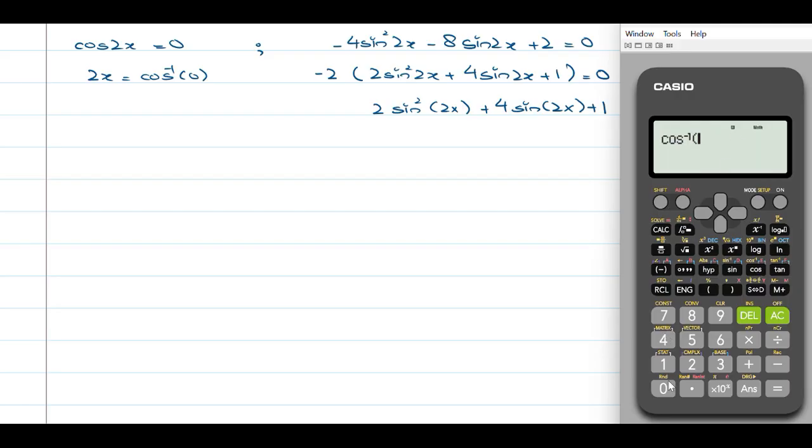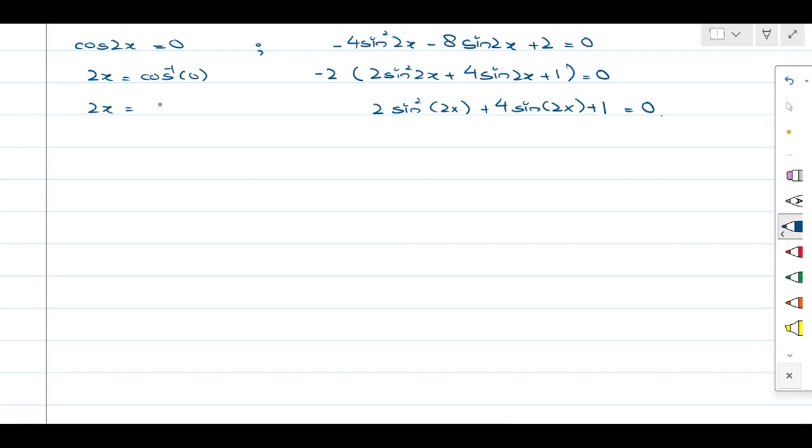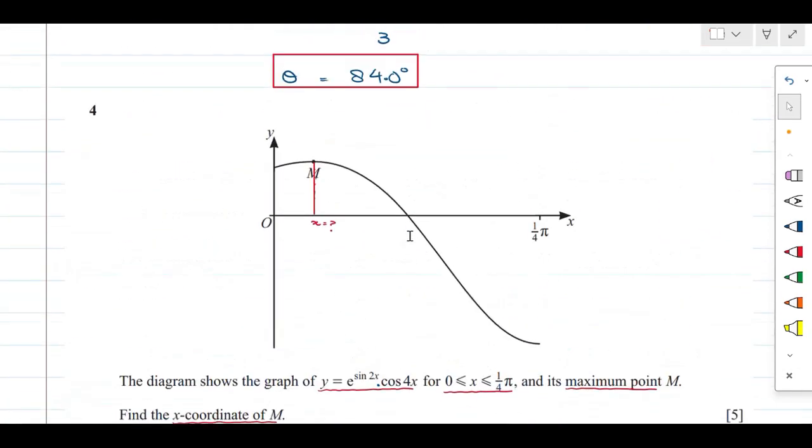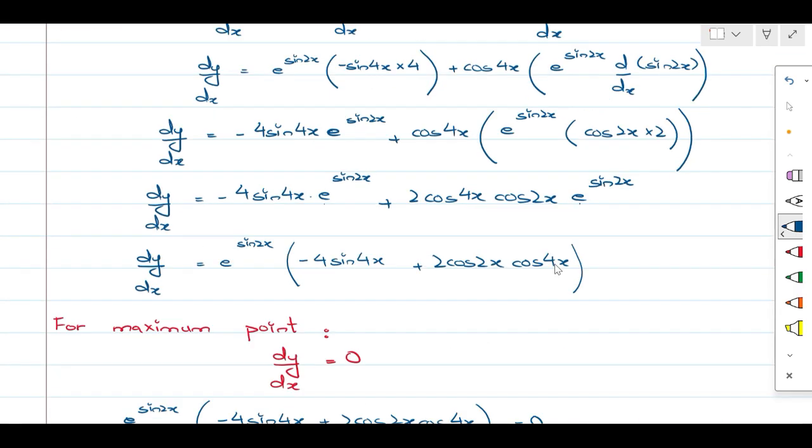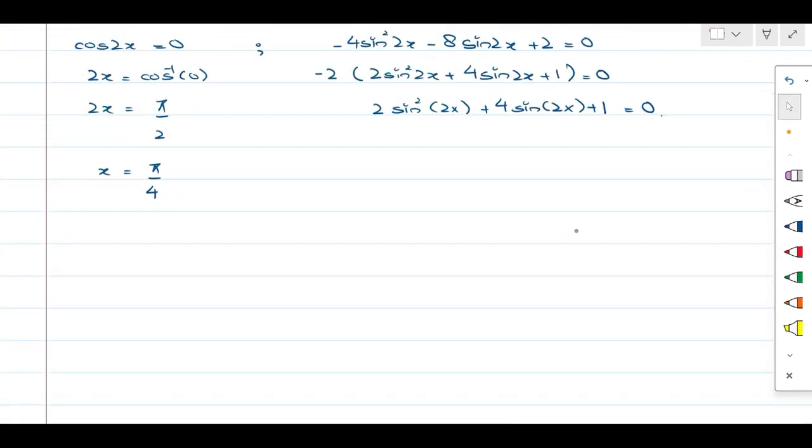Now cos inverse of 0 is pi by 2. So 2x is equal to pi by 2, so x is equal to pi by 4. Is it possible that the x coordinate of the maximum value is pi by 4? It is not possible. This point gives you pi by 4, but the M coordinate is not pi by 4. It should be less than that. So here we can say not possible.